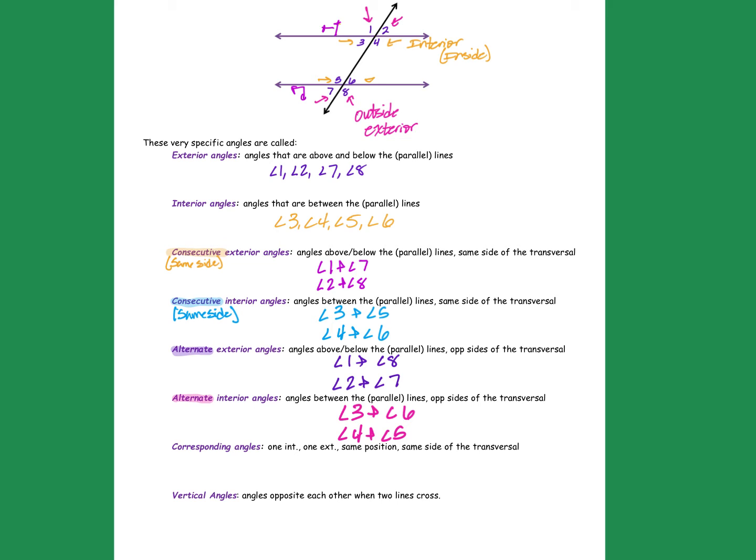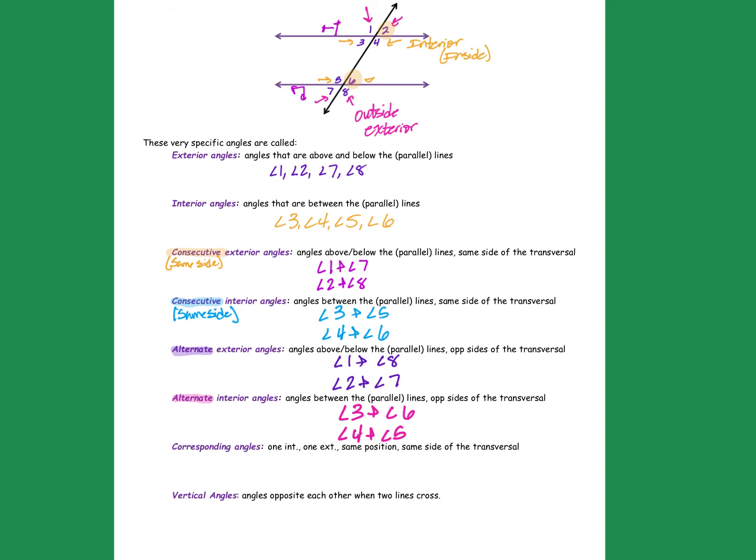Would it be 2 and 5? It's got to be on the same side of the transversal. 2 and 6. 2 and 6, yeah, good. So 2 and 6 is good. Yeah, 2 and 6 work because they're in the same position.